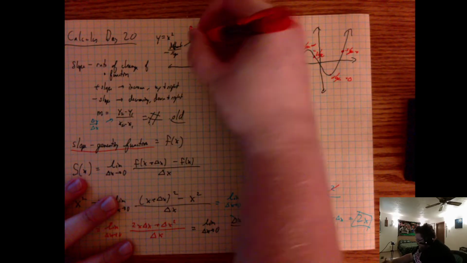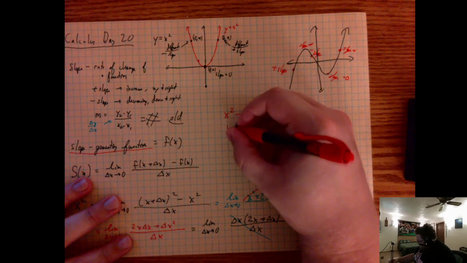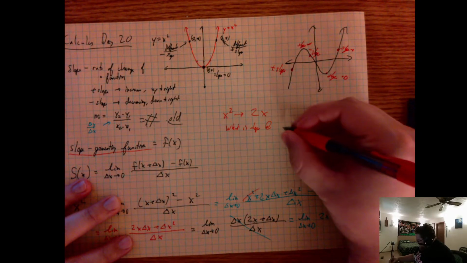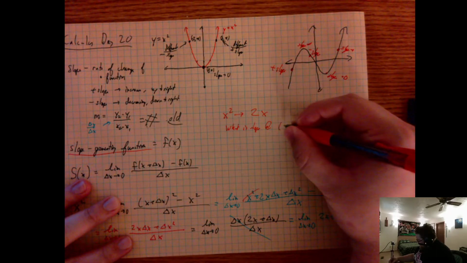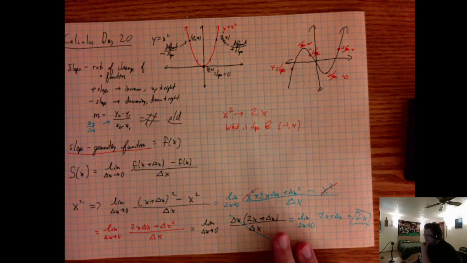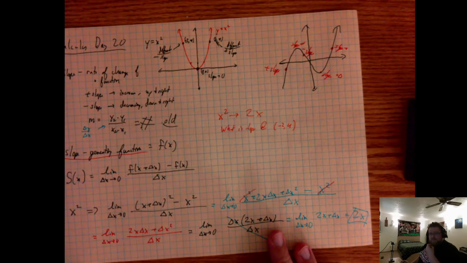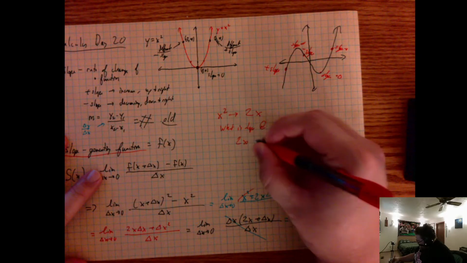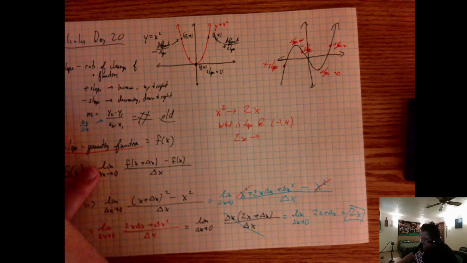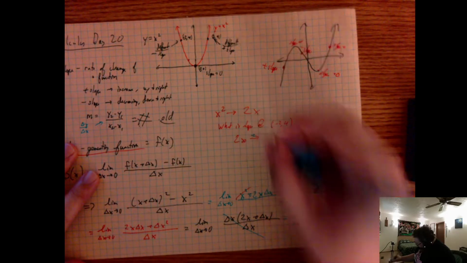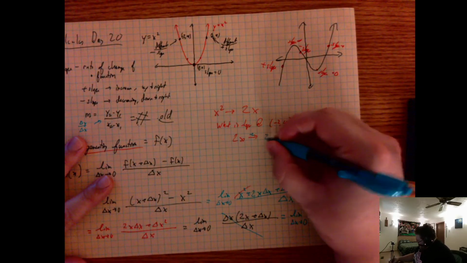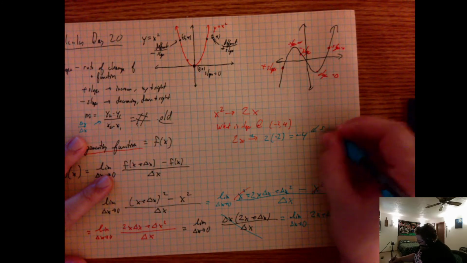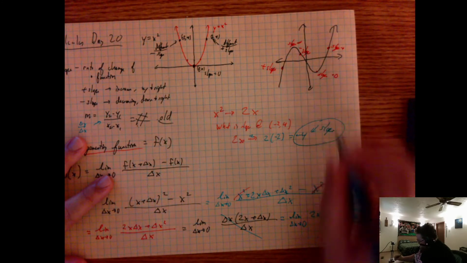Let's ask the question, what is the slope at the point -2, 4? Well, to find that, we take the slope generating function, which is 2x, and we plug in my x value, which is -2. So we would plug in 2 times -2. That tells me my slope at that point is -4.